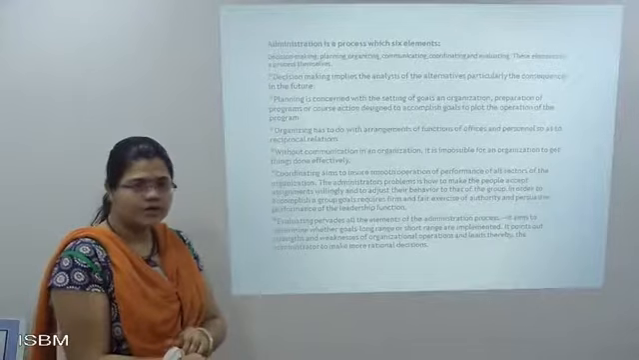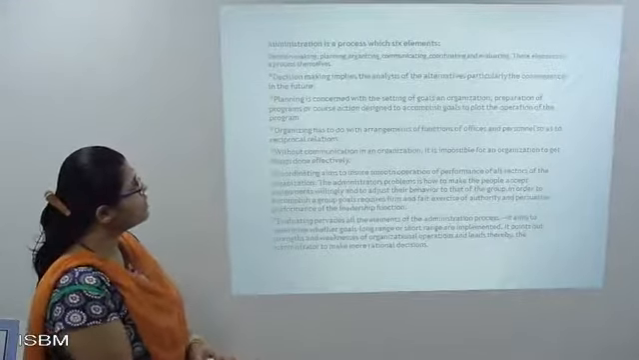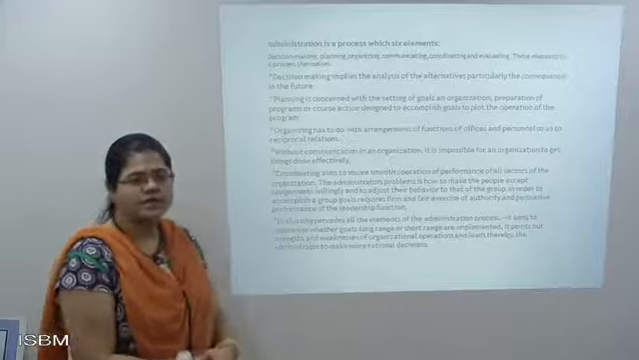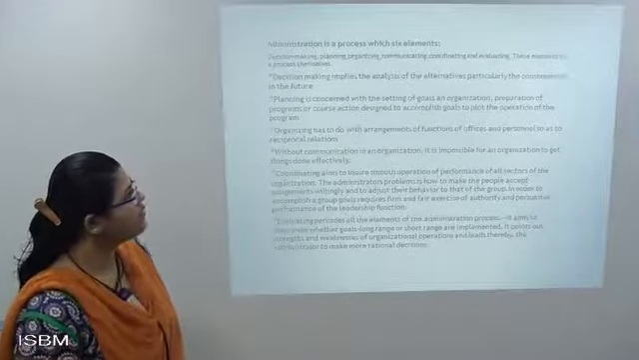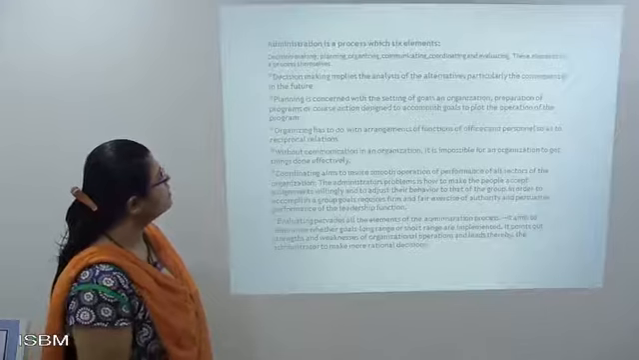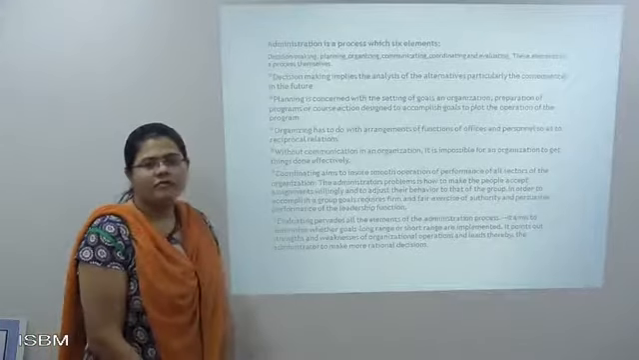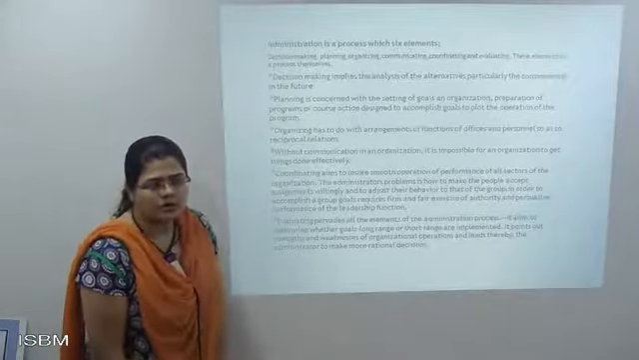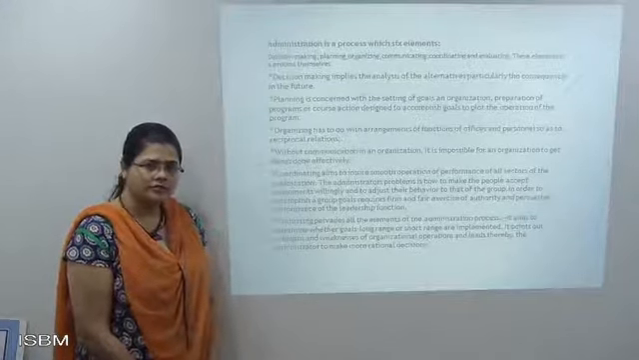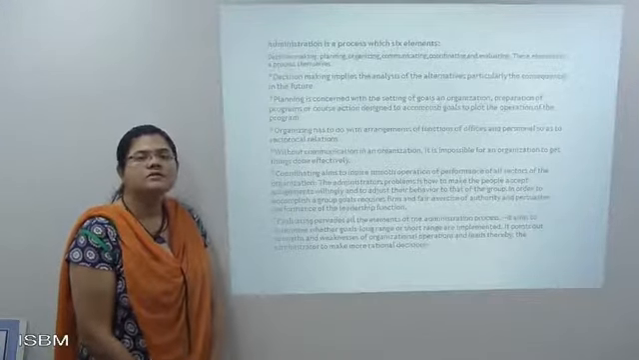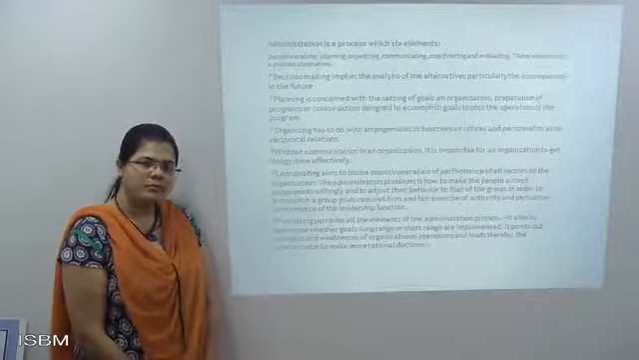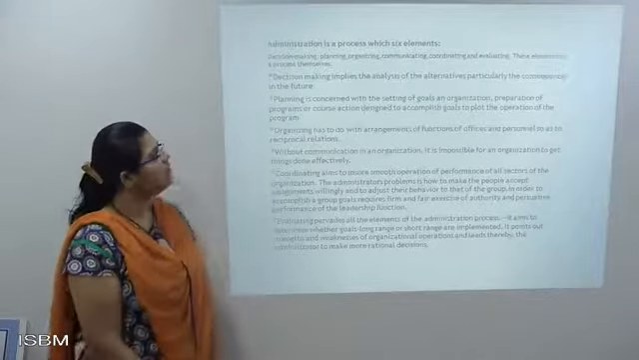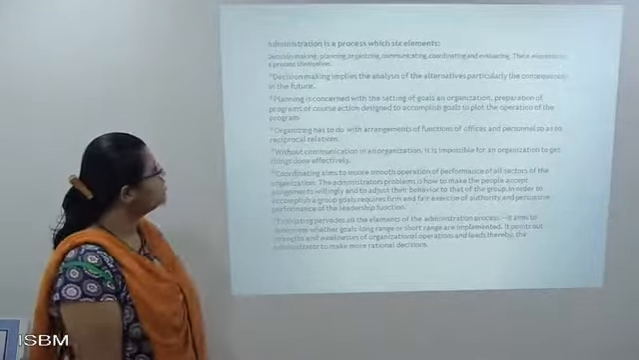So into the 6 elements, the first element is about decision making. That is what I mean by decision. Decision making implies the analyzing of alternatives, particularly the consequences in the future. If there are any effects or consequences in the future, at that time what answers will you be giving? What decision making process will you be using? So this is one type of element which has been used in administration.